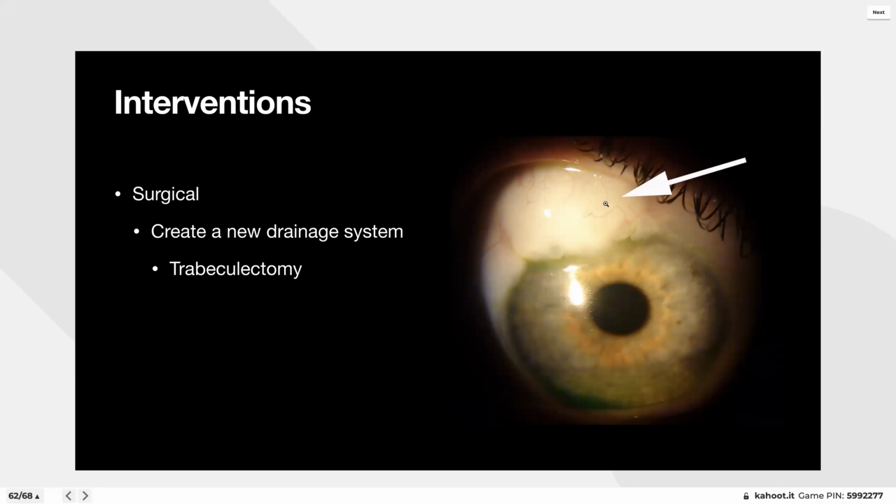I have some patients that start off with pressures in the 30s, 40s, and after trabeculectomy can be stabilized at a pressure of 6 or 7. So very, very good procedures. However, they are relatively risky in the sense that there's a lot of variation in how trabeculectomies can be done and the kind of final output of the pressures that you get.